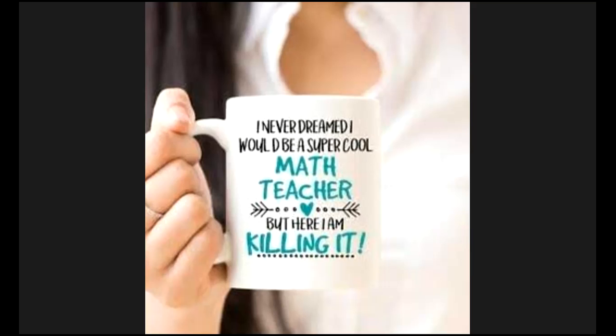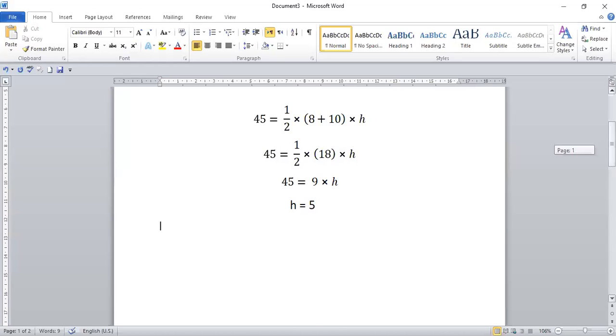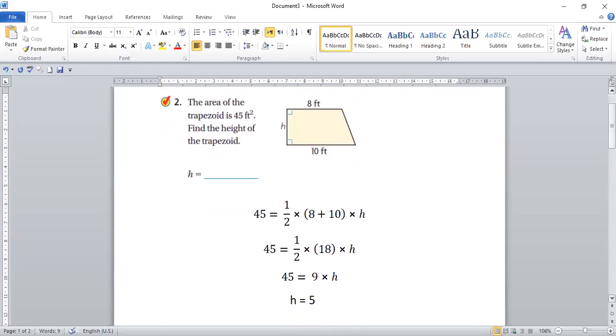Okay, wait, there is something wrong. Okay, I hope the screen was there for you before. If it was not there, quickly let me explain it, because you would have only heard my voice because the screen was not showing. This was question number 2. Okay, so you have to find the height.